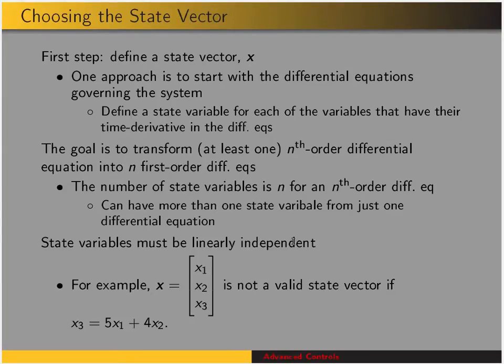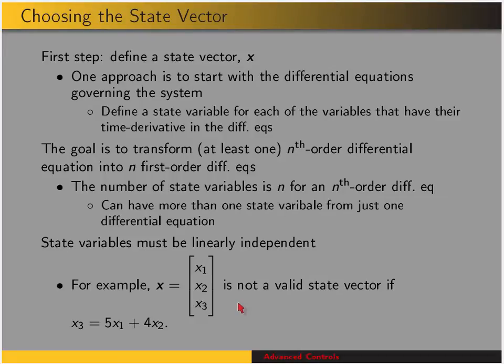And whenever we're choosing the state variables, they have to be linearly independent. So for example, here's a state vector x, bold indicates it's a vector, and it's made up of the three variables, x1, x2, x3. This state vector is not valid if, for example, x3 is equal to 5 times x1 plus 4 times x2. That means that x3 is some linear combination of x1 and x2. So that's a requirement for the state variables. They all have to be linearly independent. You must not be able to write an equation giving a value for one of the state variables as a linear combination of the others.